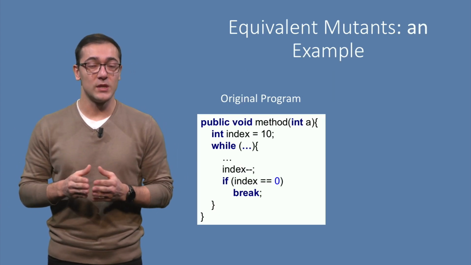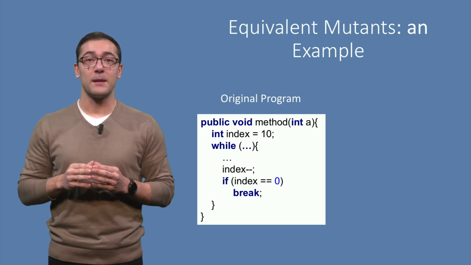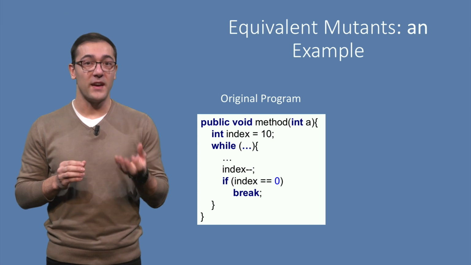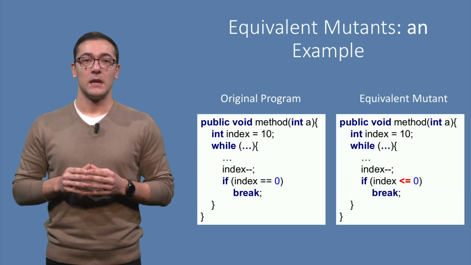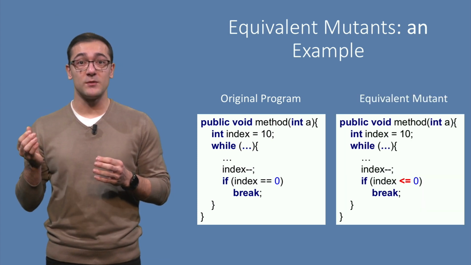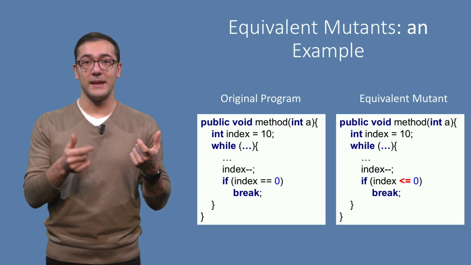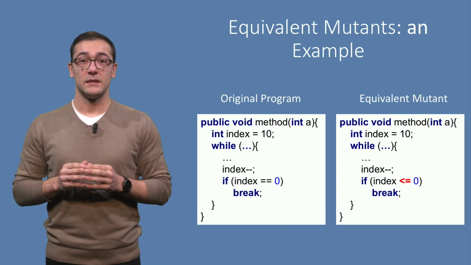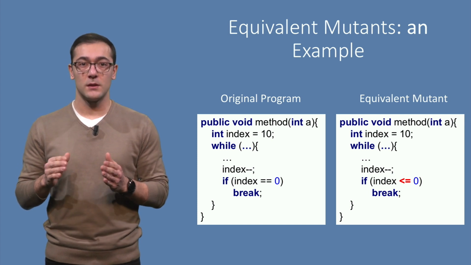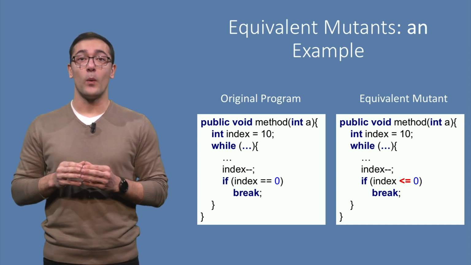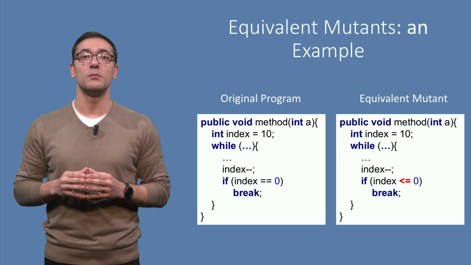Let us consider the following Java code. The method contains a while loop, and in each loop, the variable index is decreased. When the value of the index is equal to 0, then the while loop ends. If we use the relational operator replacement, we will end up with a mutant where the lower or equal operator replaces the equal operator. These two programs are functionally equivalent. Whatever input value we consider, the while loop will always end when the index is equal to 0. This is an elementary example of equivalent mutants.